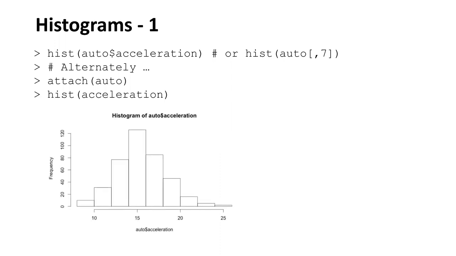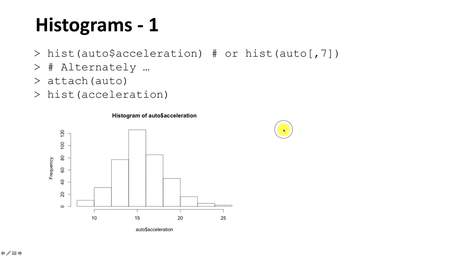Okay, so histogram, you're probably familiar with histograms. First of all, to generate a histogram, you need numeric data. And what the histogram does is, it creates bins for the numeric data. And then it tells us how many data points fell into each bin. That's what a histogram is telling us. And we only said hist auto$acceleration. R figured out what bins to use. R also figured out what label to put on the x-axis, what label to put on the y-axis, and what name to give to the overall graph. All of this it did automatically.